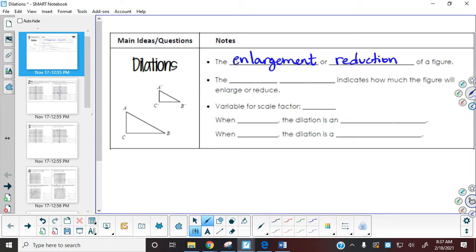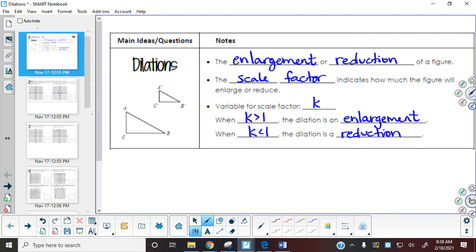So they're no longer congruent, but they still have that similarity piece. So the scale factor indicates how much the figure will be enlarged or reduced. The variable that they use for the scale factor in these documents is K. When K is greater than 1, your dilation is getting bigger, so it is an enlargement. And when your K is less than 1, your dilation is a reduction. In other words, it's getting smaller.